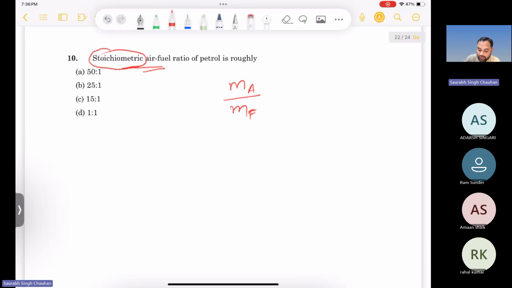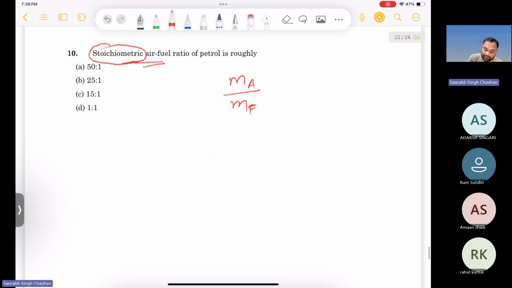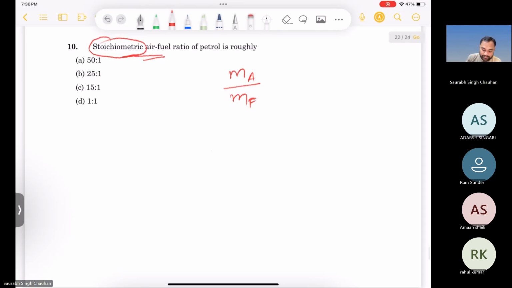So for petrol, how much is roughly the range? 15:1 for petrol. For diesel, how much? Or for any other fuel, how much?